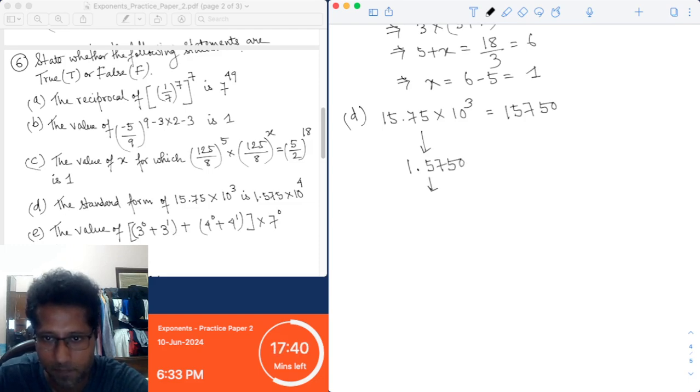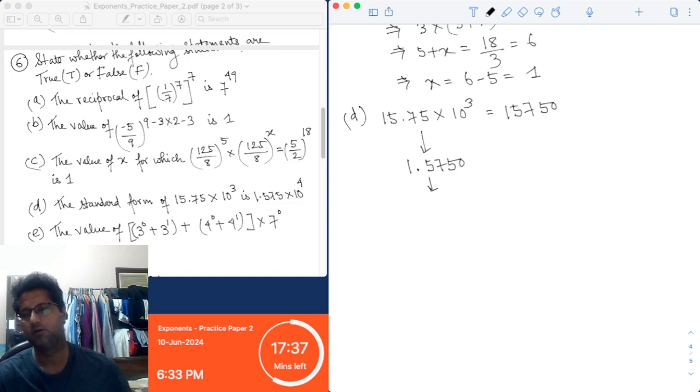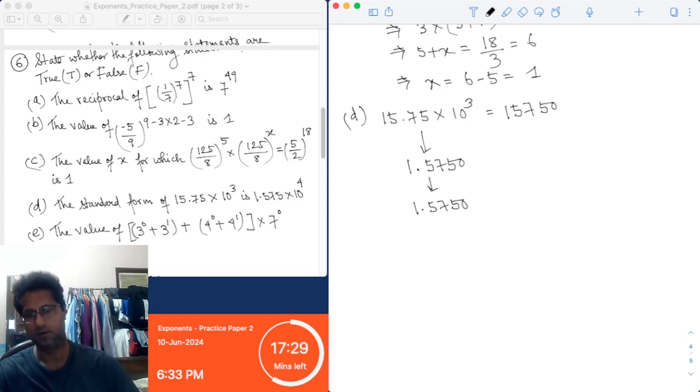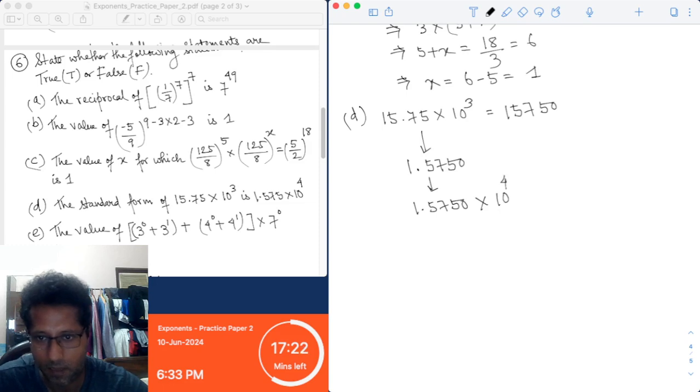So this becomes 1.5750. The second step is we count the number of digits to the right of the decimal point, and in this case it is 4. 5750 are the digits, 4 digits to the right of the decimal point. So we multiply this number by 10 to the power 4. And the final step, we ignore all the rightmost zeros in the decimal part. So this becomes 1.575 multiplied by 10 to the power 4. And this is exactly what is given. So this statement is true.